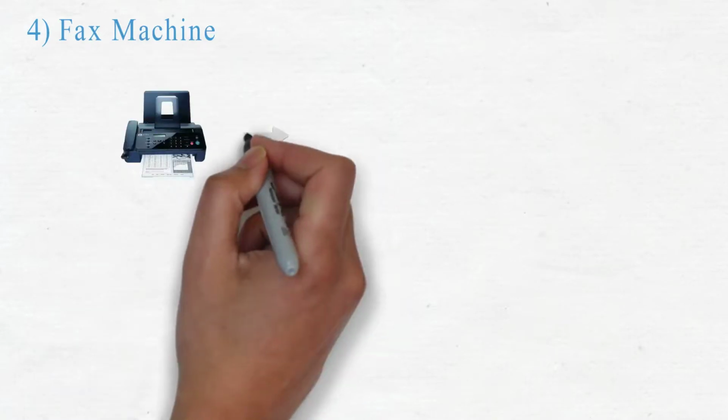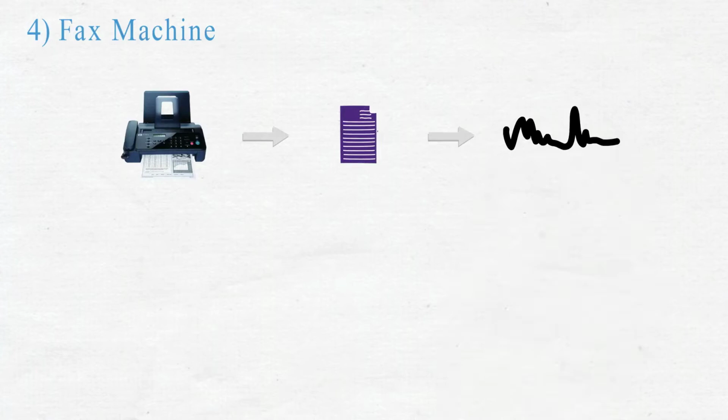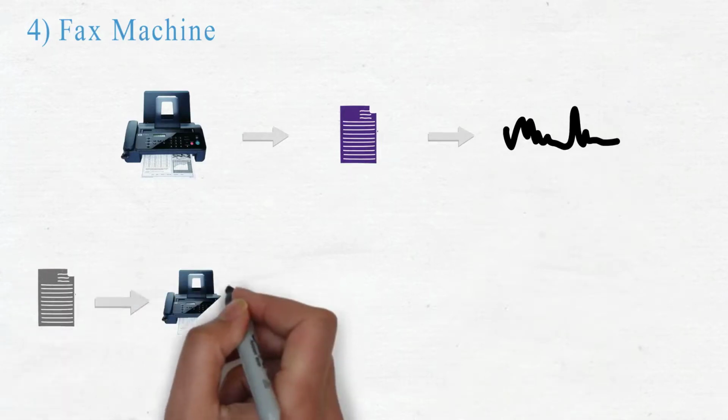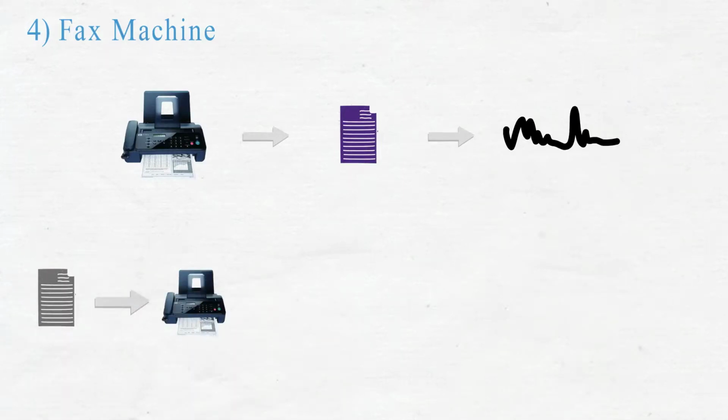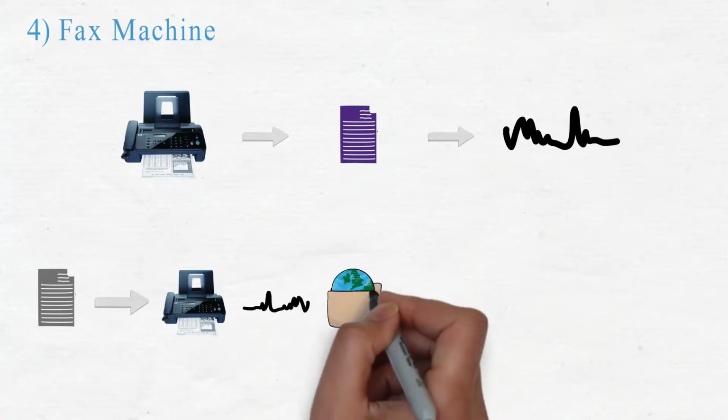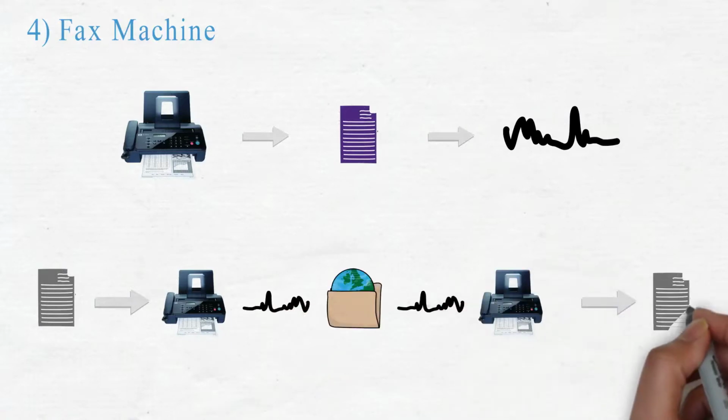A fax machine is a device which transmits documents over telephone lines. It scans original documents, converts them into digitized form, and transmits them anywhere over the world to another fax machine.